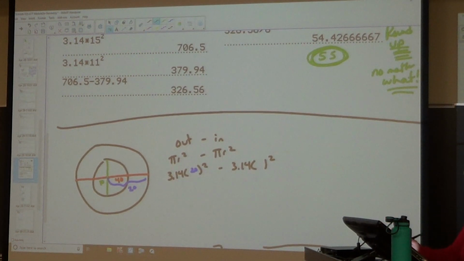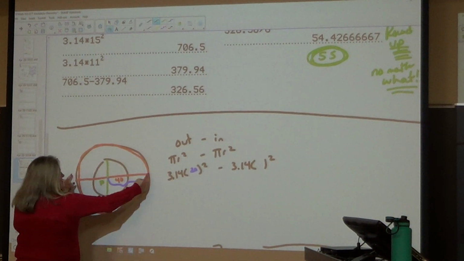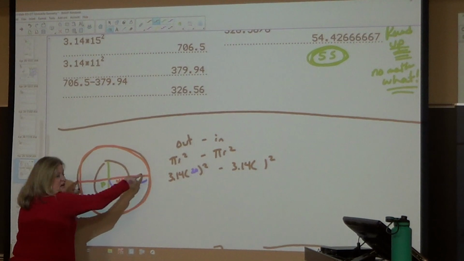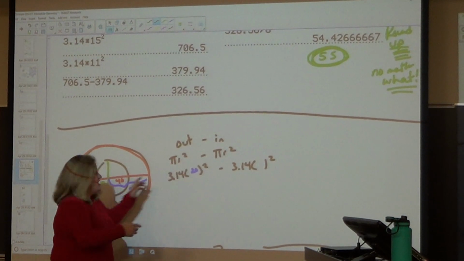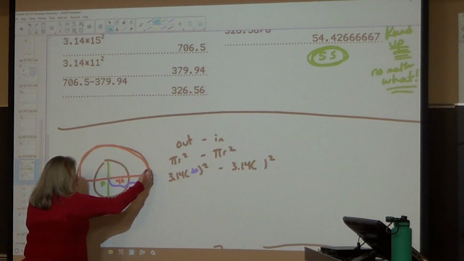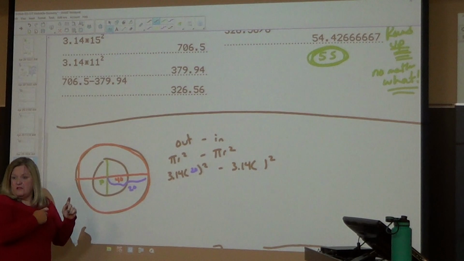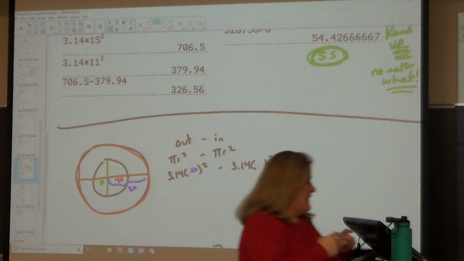for this one, the outside circle, I didn't give you the radius. For the outside circle, I told you that the diameter was 40. But I need to know the radius. So if the diameter of the pool is 40, the radius is going to be 20. They'll bust you every time.